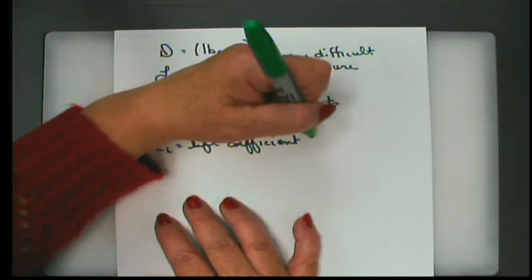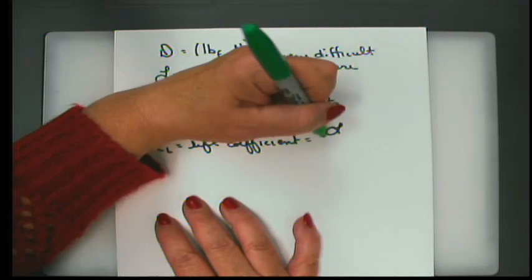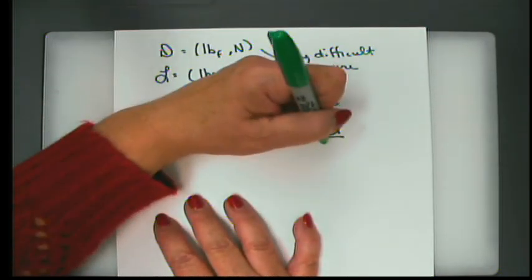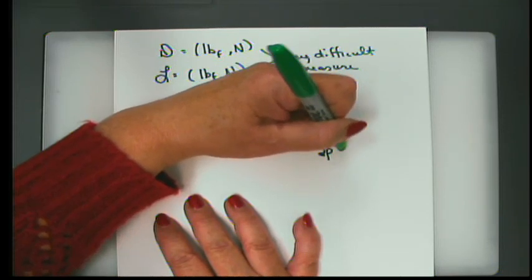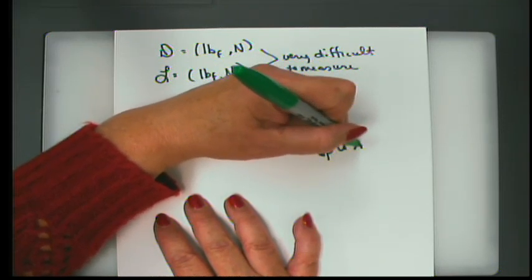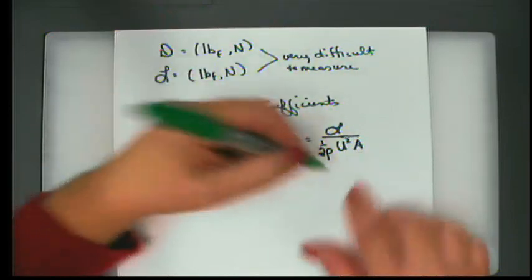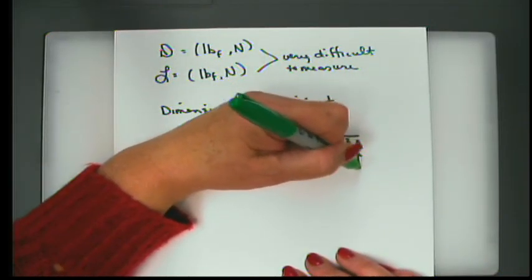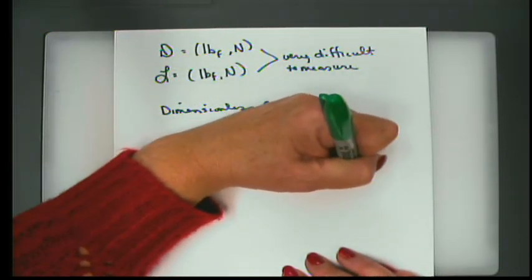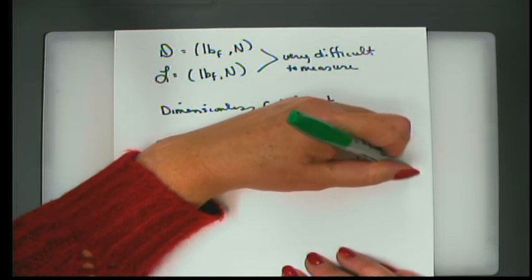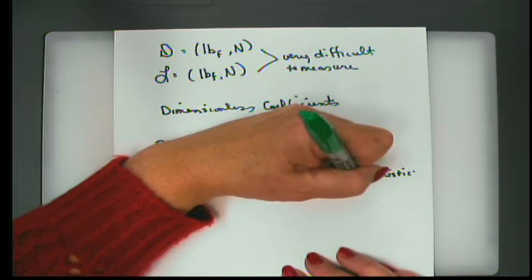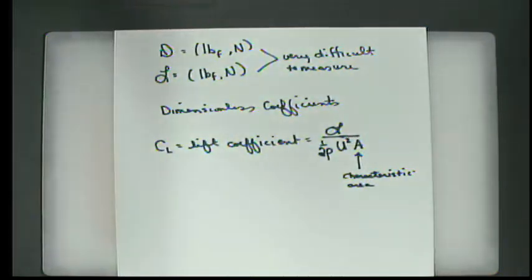And it is lift force divided by 1/2 times the rho of the fluid times the velocity squared of the fluid times the area. Now this area is called the characteristic area, and it's usually the projection of the front of that object if you were looking straight down it.